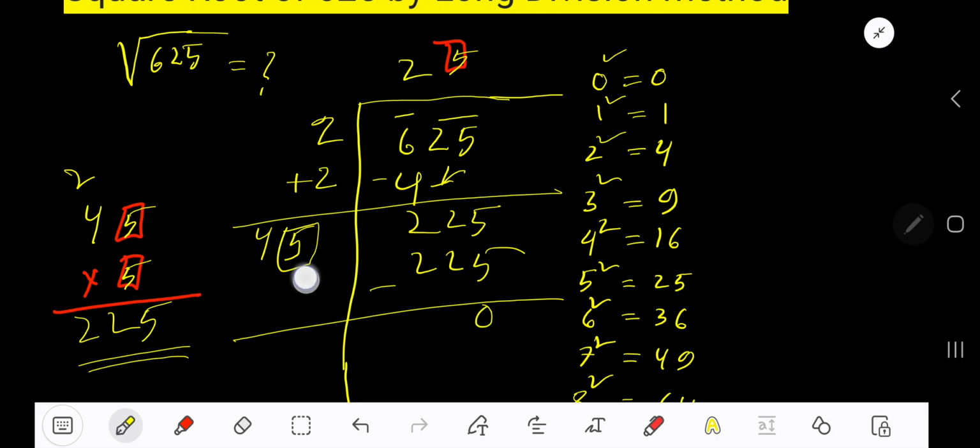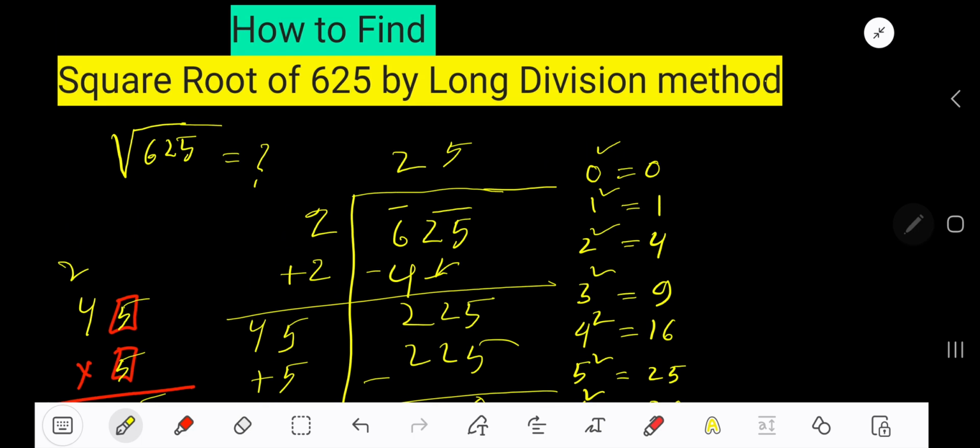We are done. To check, we have written the digit 5, so the same digit will come under this divisor and add 5 plus 5, 10, write 0, carry 1 to the next column, 4 plus 1, 5. The double of this number 25 is 50, so we can say that our answer 25 is correct. So the square root of 625 is 25.